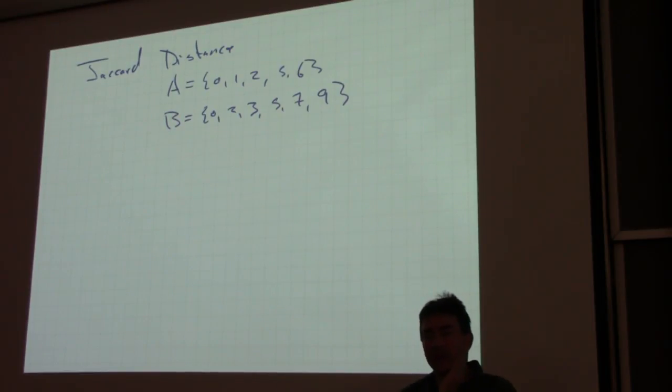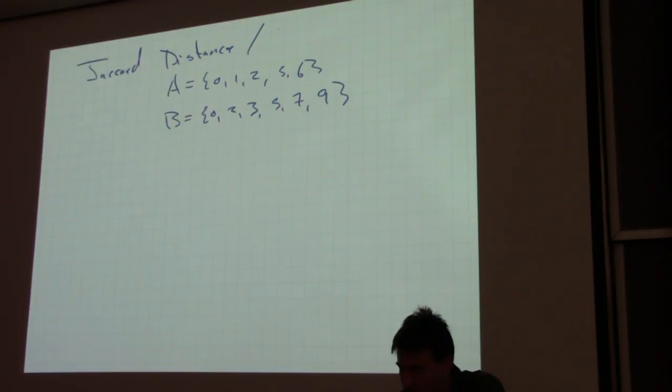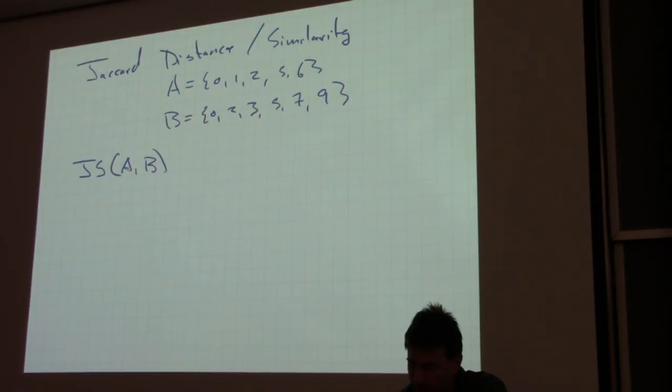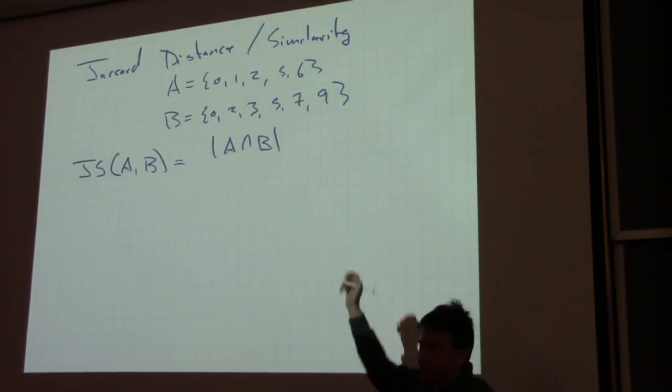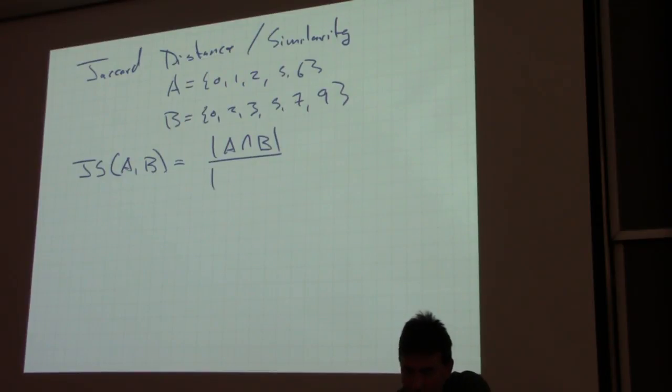How do we measure the similarity? There are several ways to do it, but a very common one is called the Jaccard similarity. For general sets A and B in this definition, it is the cardinality of A intersection B, the size of the set of their intersection, divided by the size of A union B. And this will be between 0 and 1.